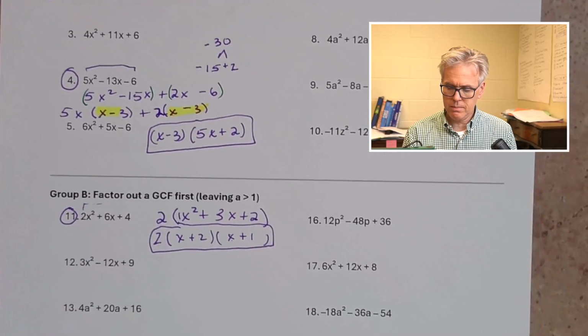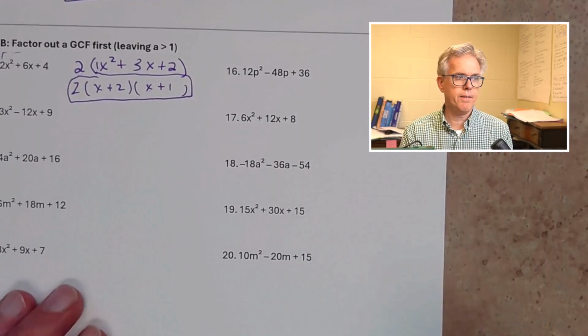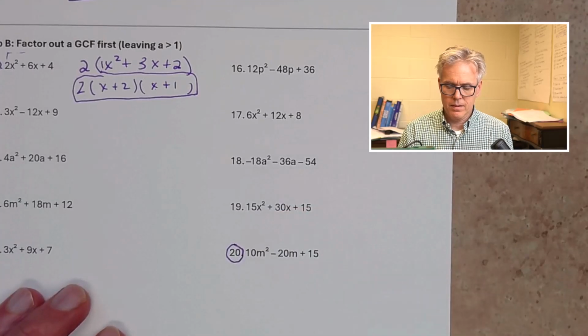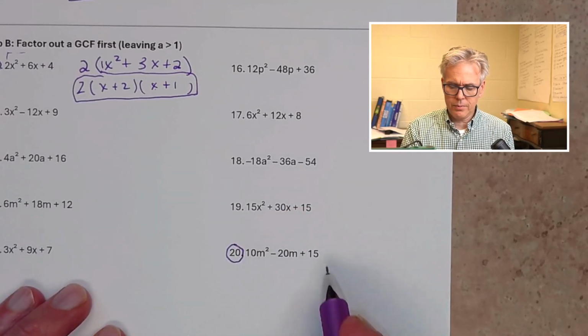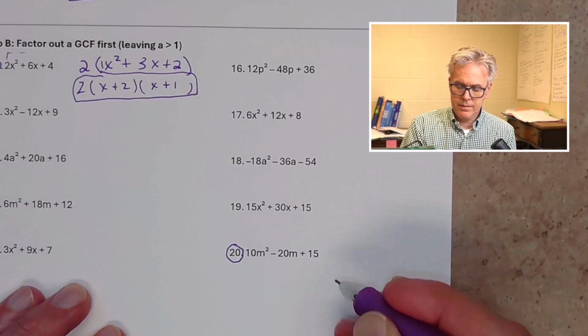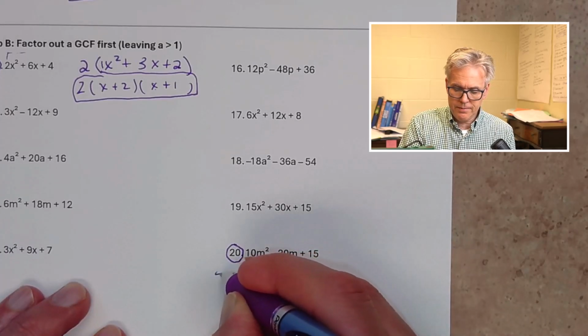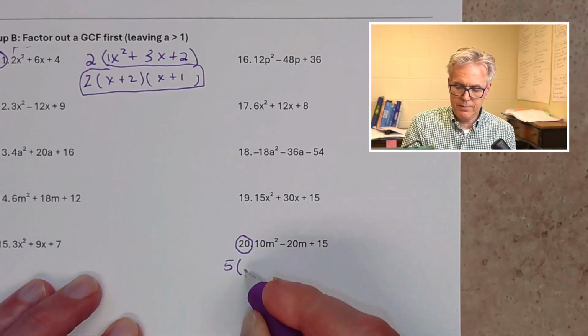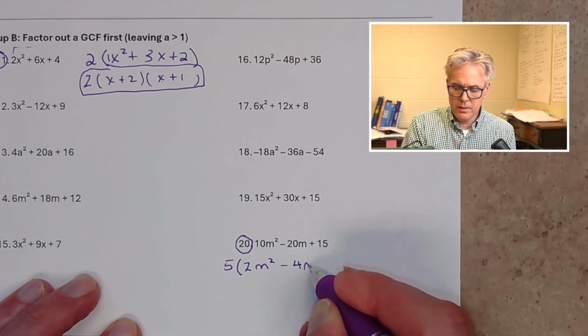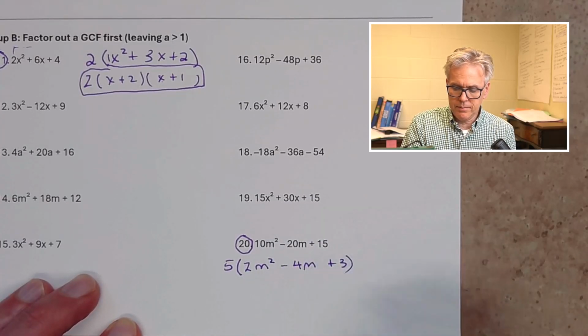Let's do one more. Do one with a negative in it, maybe down here at the very bottom. How about number 20? So what is common in all 3 terms here? A common factor of 5. Pull out 5. And what am I left with? 2m squared minus 4m plus 3.